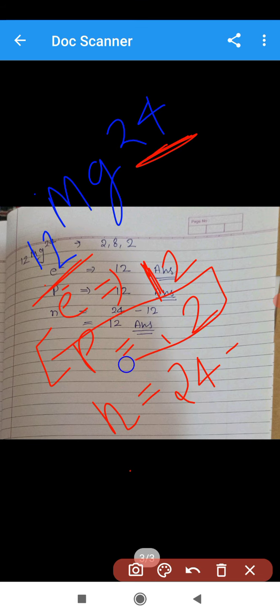That's why in the magnesium case, electrons and protons are equal to 12 because the atomic number is 12. Now the number of neutrons. The atomic mass in this case is 24 minus 12, because the number of protons is 12, so we write here 12. So 24 minus 12 equals 12, so the number of neutrons is also 12. In this way you can calculate the electron, proton and neutron for every element.